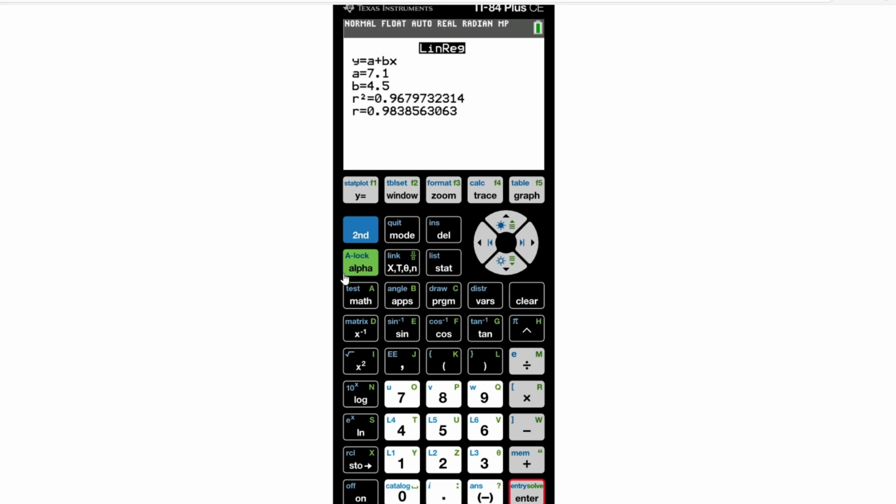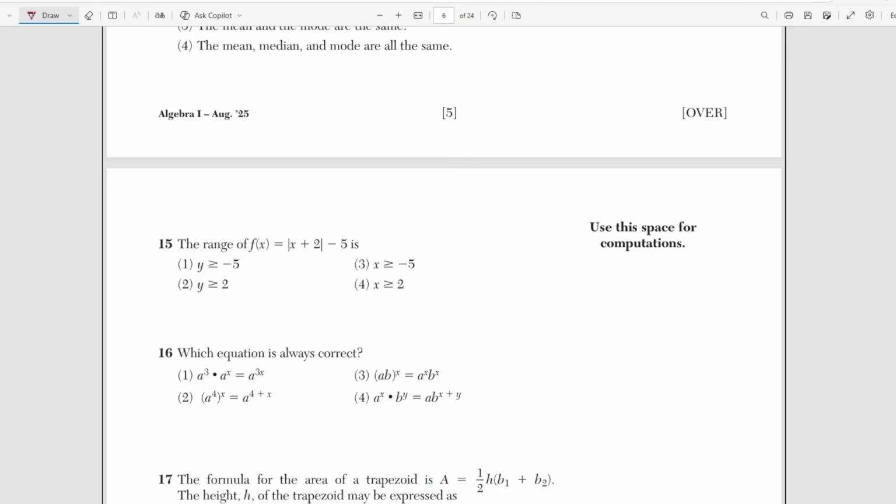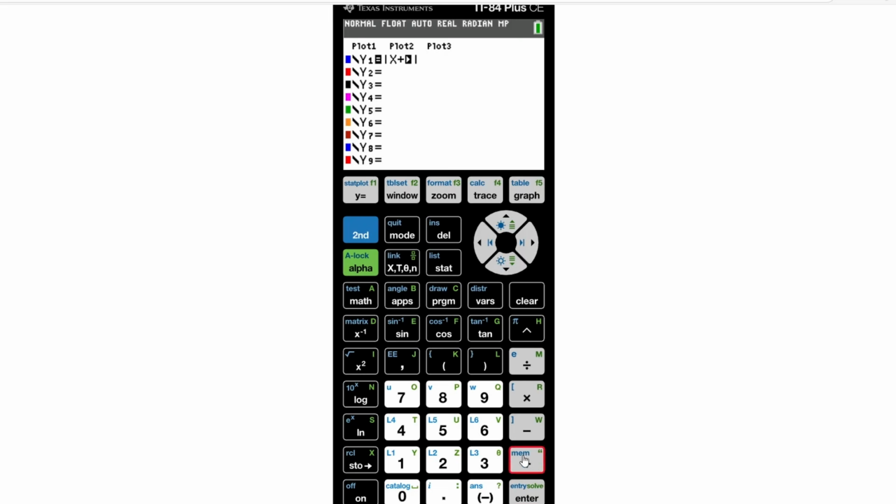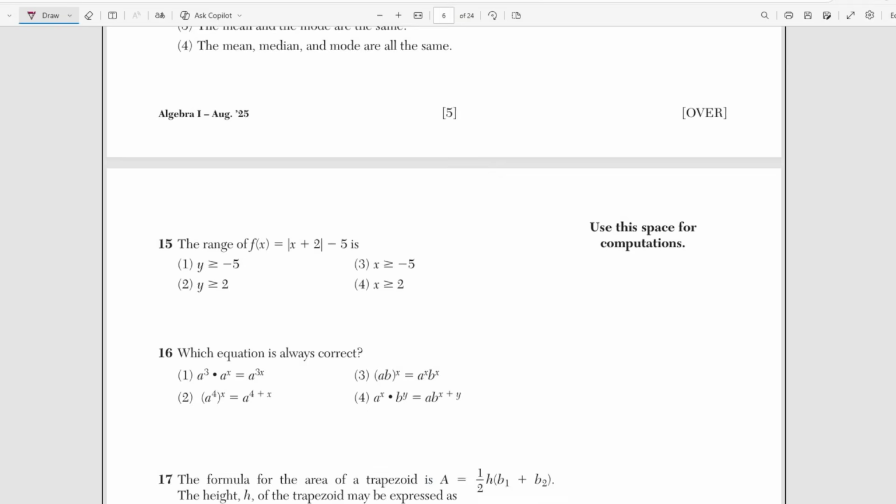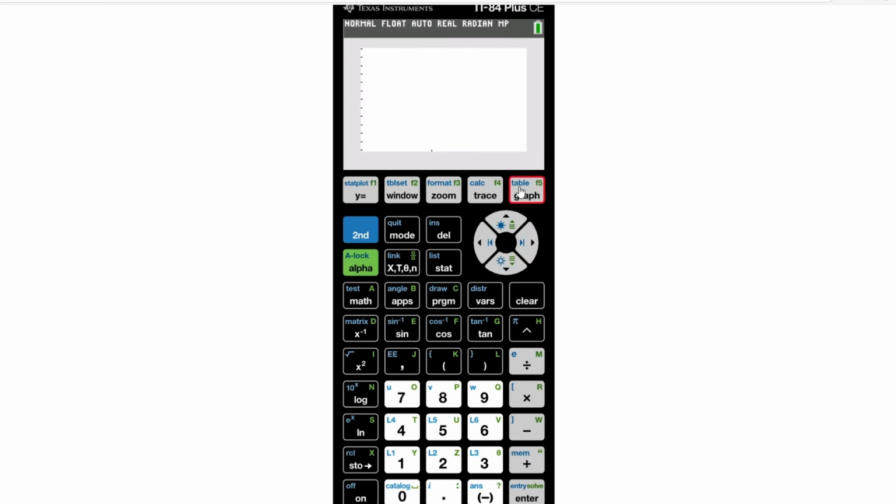So let's go ahead and plot this out. If I go y equals, and I go down to Math, Num, and ABS, that's going to hit the absolute value button. And now I can plug in x plus 2 into the absolute value, and then I can subtract 5 from here, and press graph.